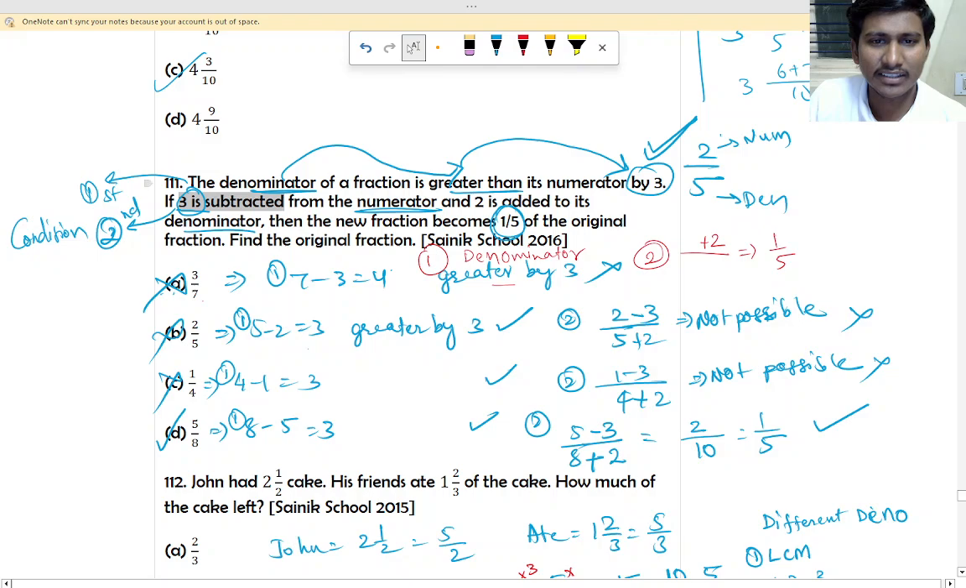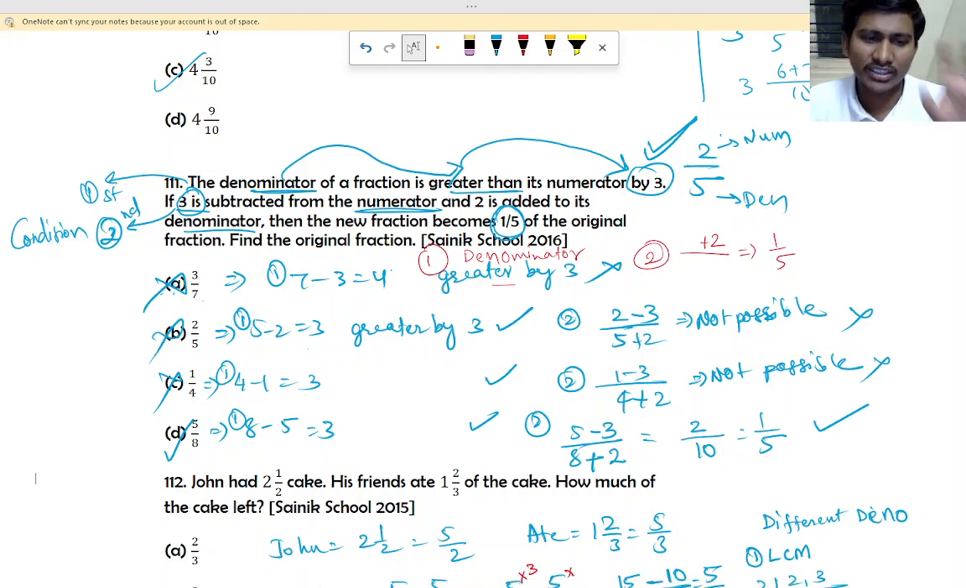That is, the denominator is greater by 3. Second condition: we have to subtract 3 from the numerator. Can you subtract 3 from the 1? That is 1 by 4, right? Numerator 1. Can you subtract 3? Not possible. Leave that. So what is the answer remaining? That is the answer, option 5 by 8. Right? So that is the answer.